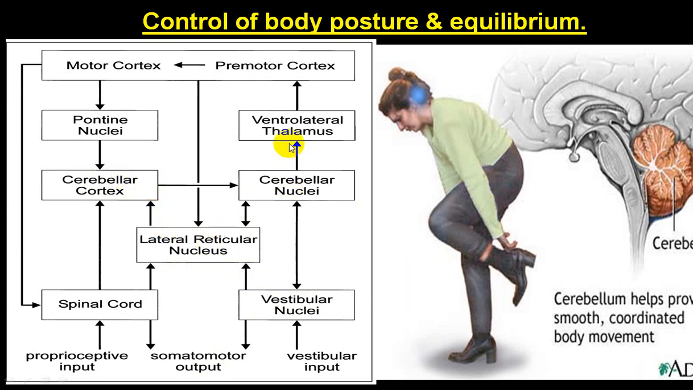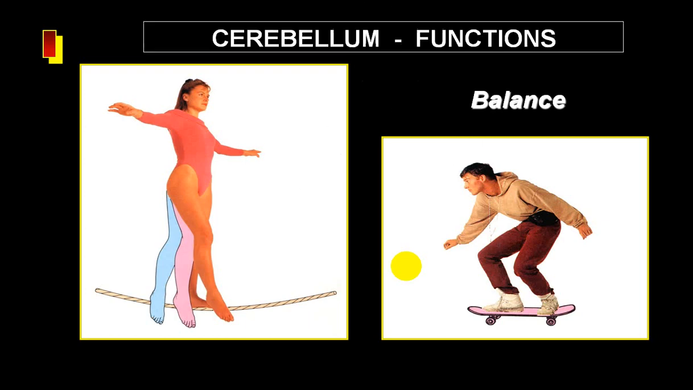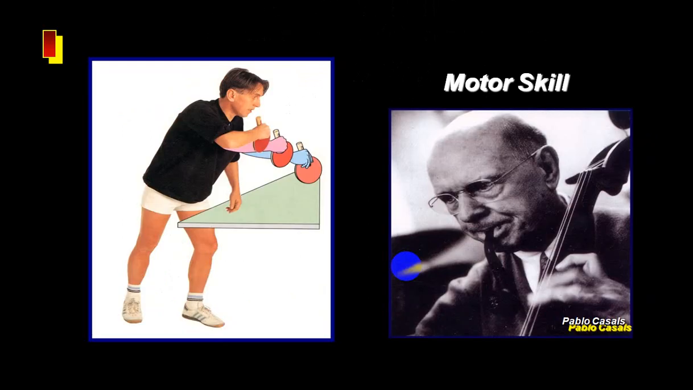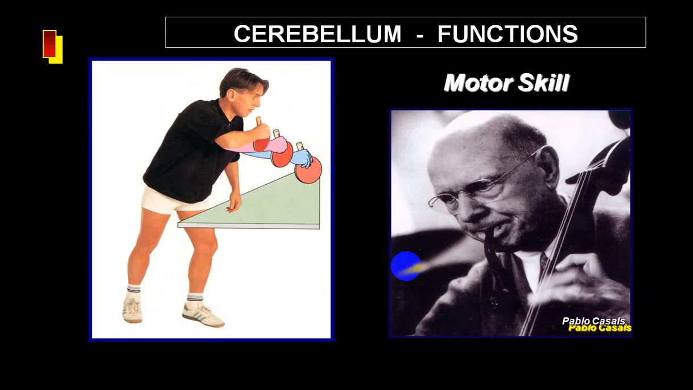Also, these cerebellar nuclei are connected via cerebello-ponto-thalamocortical tracts to the premotor cortex, and then via the motor cortex again it is connected back to the spinal cord. Because of this complex connection, it will take part in maintenance of tone, posture, equilibrium, coordination, skillful movements, etc. Smooth movement, coordinated movement, all those movements will be done. So it will take part in balance, equilibrium, motor skillful movements.